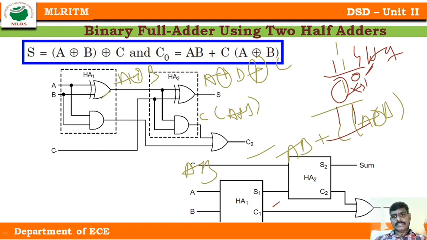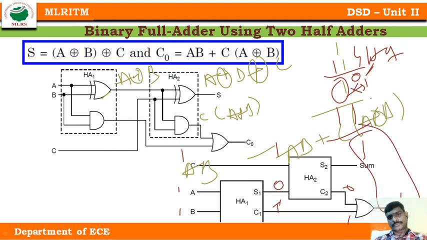Similar fashion as I did here. Here 1 1 1: 1 plus 1 sum is 0, carry is 1, and the carry is propagated here. Then 0 1 and 1 plus 0 1. Here, 1 plus 0 is not generating a carry, 1 plus 0 is 1, so 1 is your output. So this is about a full adder using two half adders.